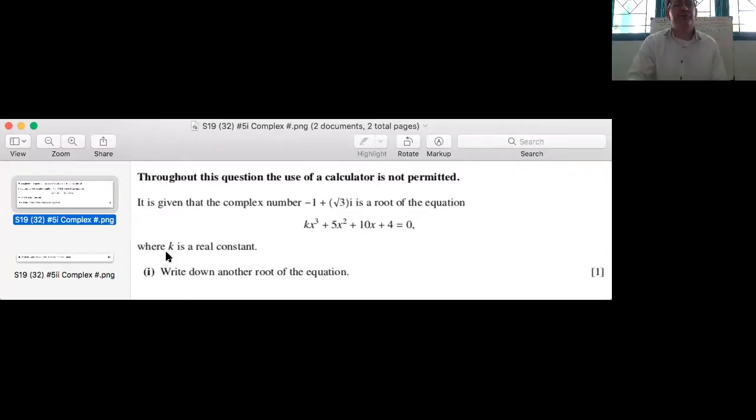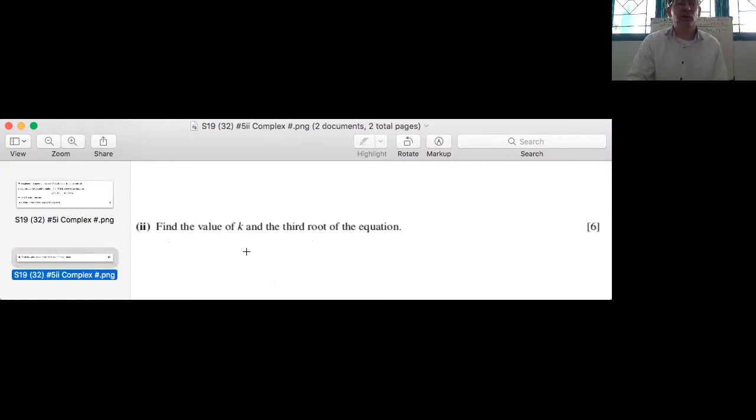It's similar to the first one. It says it is given that the complex number -1 plus root 3i is a root of the equation, and here's this polynomial, where k is a real constant. So it wants us to write down another root of the equation. And then for the second part, it wants us to find the value of k, and find the third root in the equation.